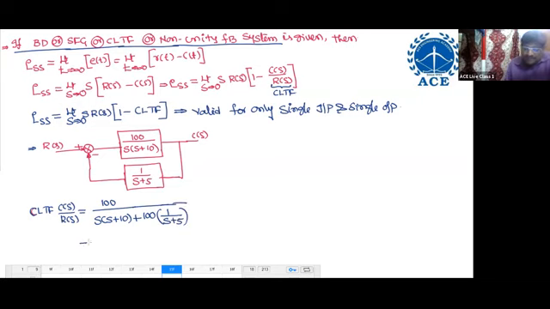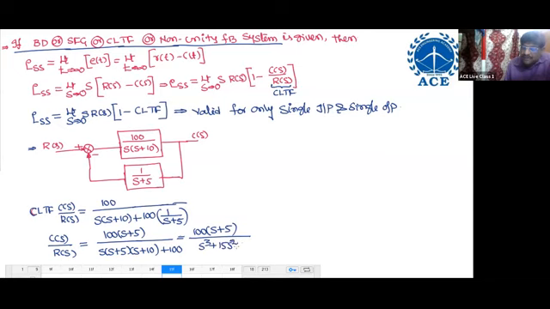Then get the answer. What is the closed loop transfer function? C(s)/R(s) equal to 100 into (s plus 5) divided by s into (s plus 5) into (s plus 10) plus 100. So this is the closed loop. That is 100 into (s plus 5) by s cube plus 15s square plus 50s plus 100. That's all.